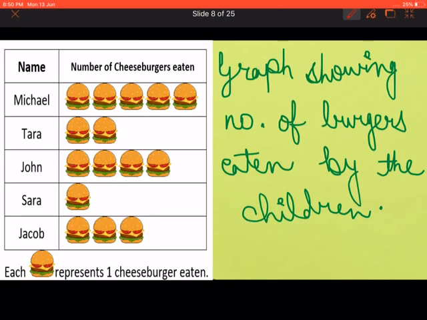Here we represent data through pictures, and that is basically known as a pictograph. In this graph, it is showing the number of burgers eaten by different children. One burger picture represents one burger eaten by a child. Like Michael here ate 5 burgers, Tara ate 2 burgers, and so on. So basically, in a pictograph you will see pictures. That is known as pictorial representation of something.